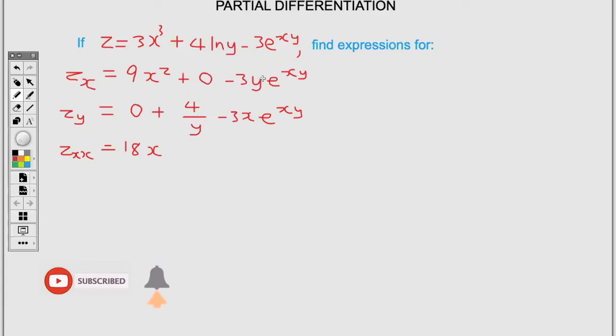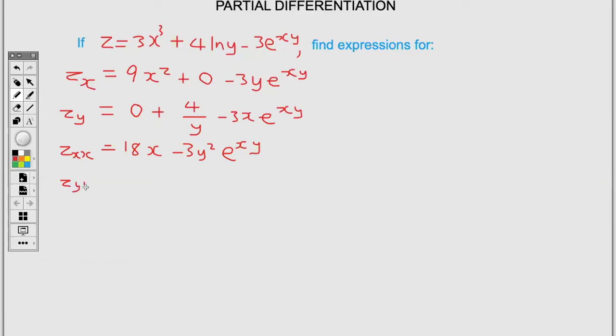Now we're differentiating with respect to x, so 3 and y hold as a constant. Differentiate the xy, that's a power, so it becomes y, and y times the minus 3y gives us minus 3y squared. Then rewrite e to the xy.